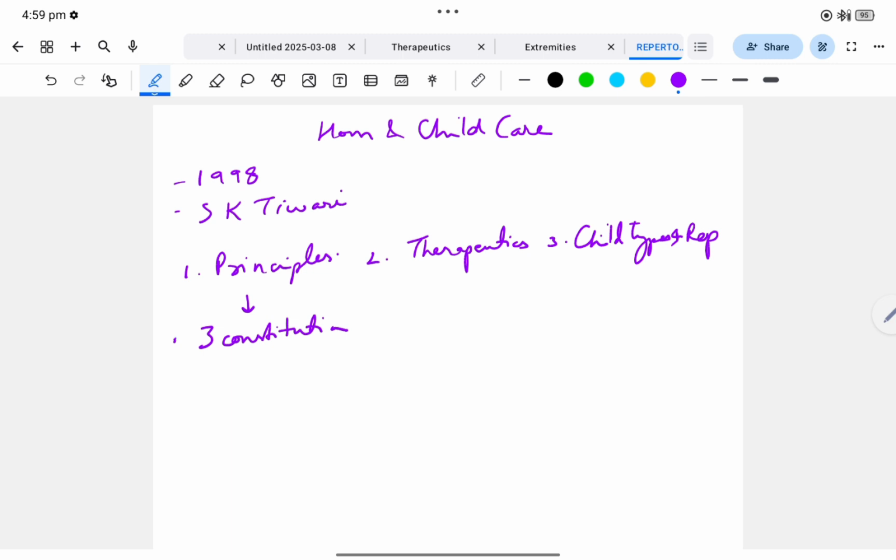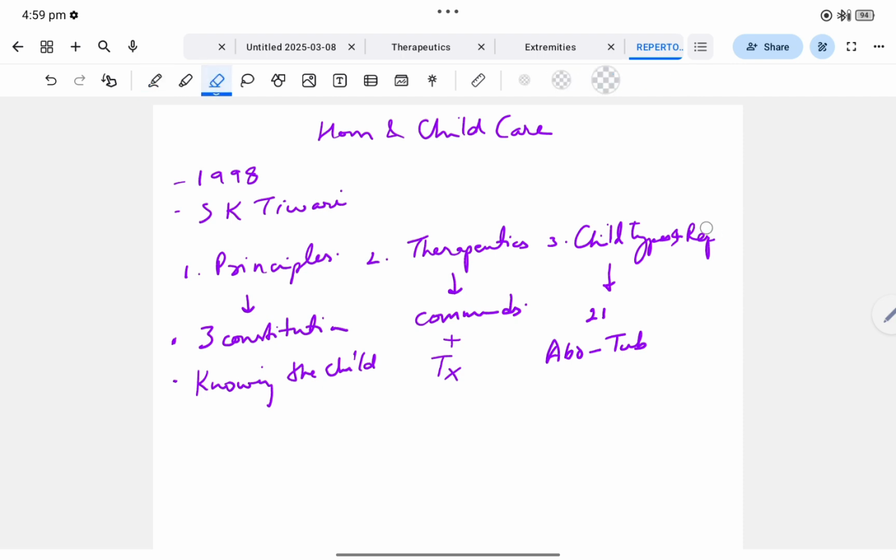There is a chapter knowing the child in the first part, and it tells about the physician's responsibility to understand the sick child. Now second part is the therapeutic part, which consists of common diseases of children and their treatment. Third part is children's type. There are 21 types of children given from abrotanum to tuberculinum. The fourth part, we see next.